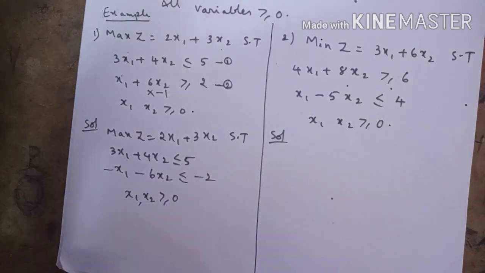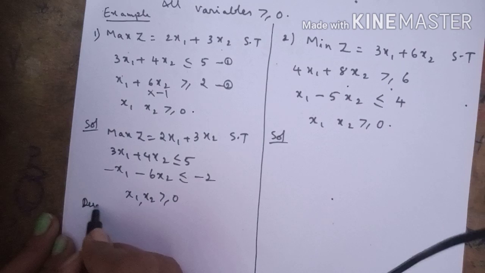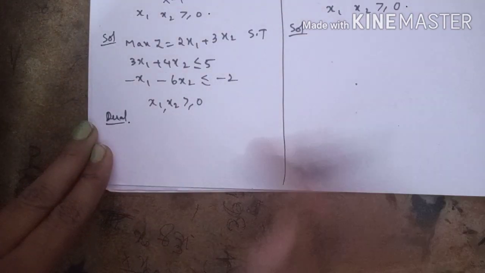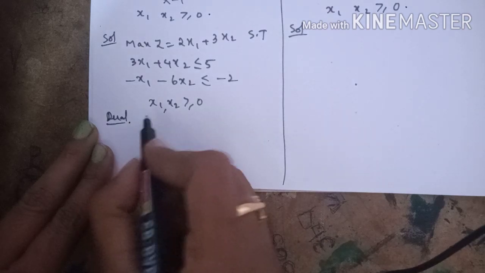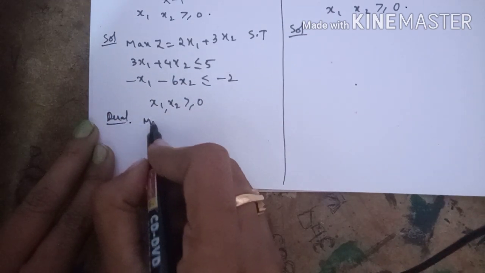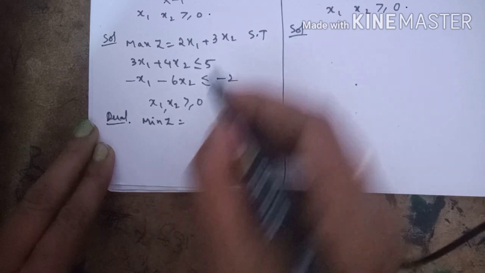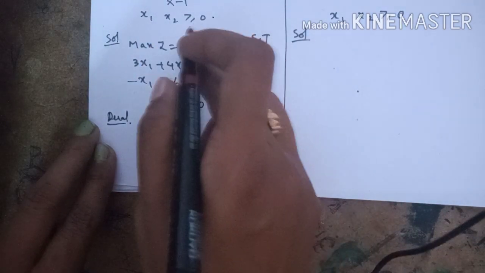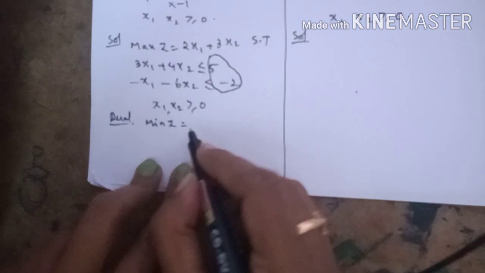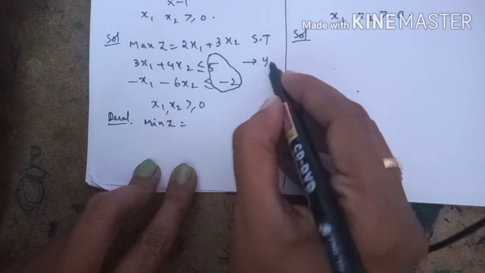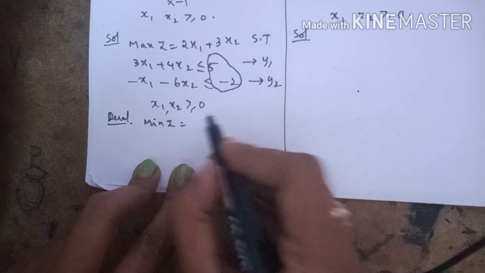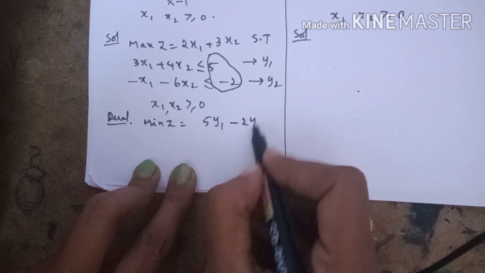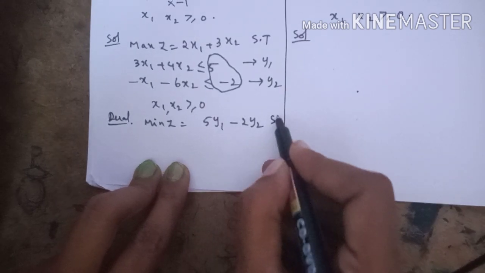Now we will convert this into the dual LPP. How to convert into the dual LPP? While converting into the dual LPP, the maximization becomes minimization of z is equal to, now the right side of the constraints will become the coefficients of the objective function. The first one is y1, the second one is y2. Now 5y1 minus 2y2, subject to the constraints.